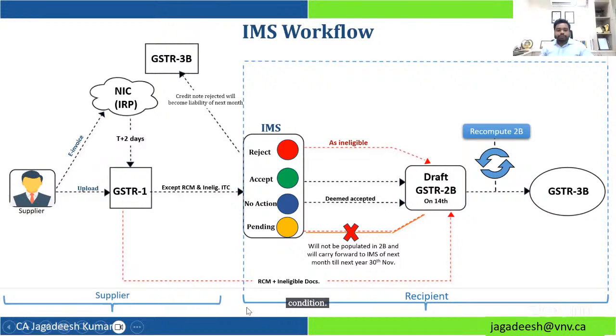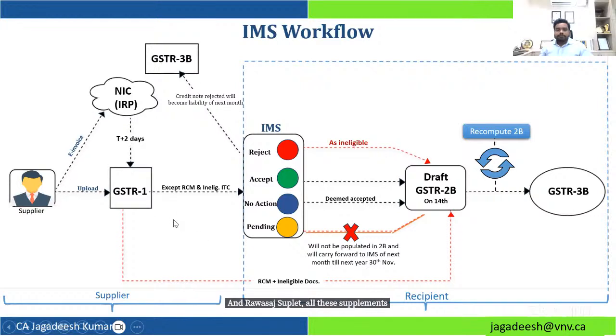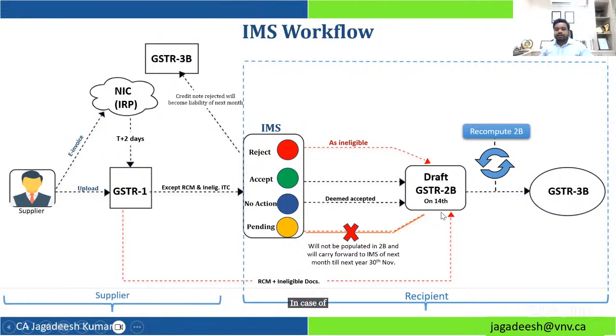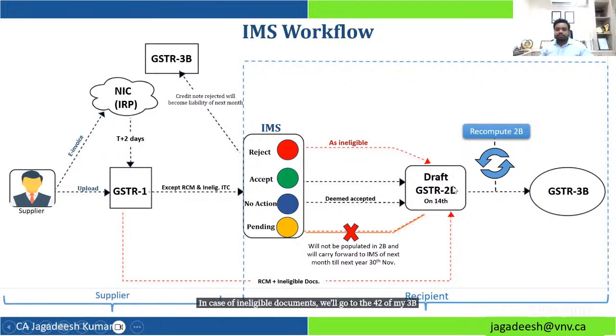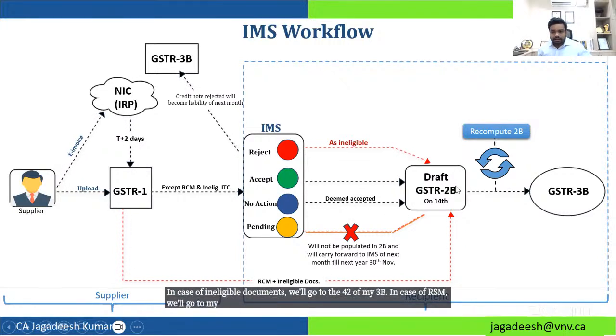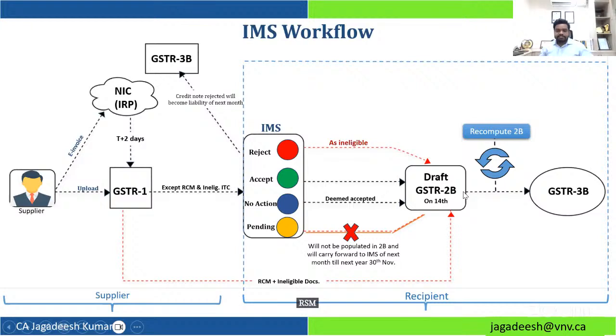And also, if you see here, the RCM and ineligible documents, that is Section 16 time limit expired, or different place of supply, and reverse charge supply, all these supplies will not touch IMS, and will go directly to the 2B. In case of ineligible documents, they will go to 4D2 of my 3B. In case of RCM, they will go to my RCM liability fields.